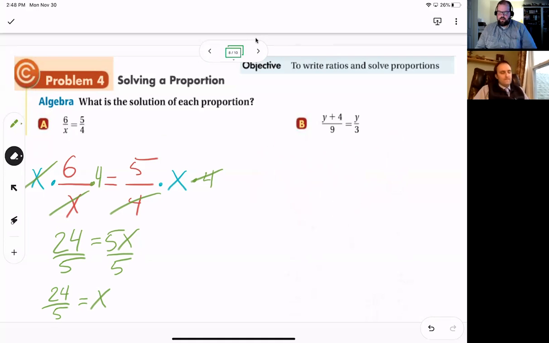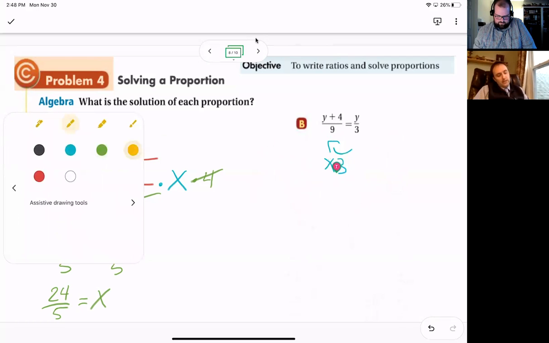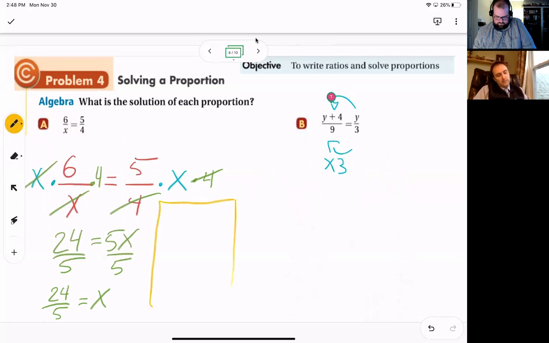I'm going to do this part B in 2 different ways. So because those numbers are a little bit nicer to play with, one way that some students will notice is to get from 3 to 9, I multiply by 3. So to get from y to y plus 4, I multiply by 3. And I regret using the x as a multiplication, so I'm going to get rid of that. I multiply by 3, and I multiply by 3.